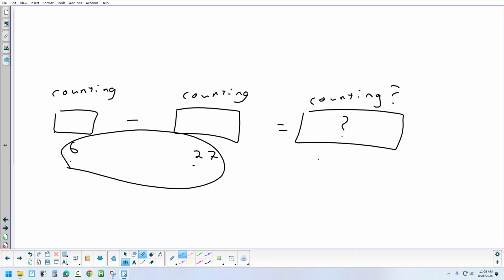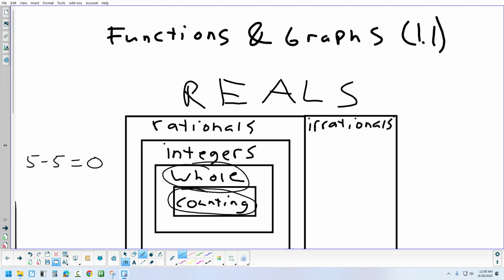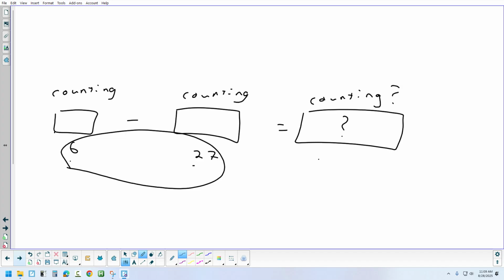6 minus 27. That gives us a number that is not a whole number, so we expand our numbers to include integers. Integers include positives, negatives, and 0. So integers are like -3, -2, -1, 0, 1, 2, 3, and continue forever in each direction. No fractions, no decimals.